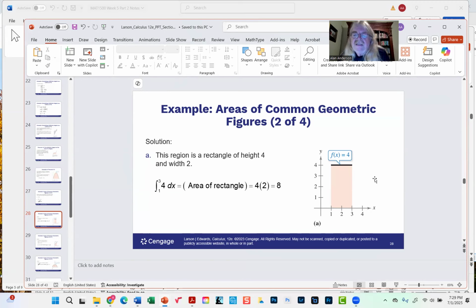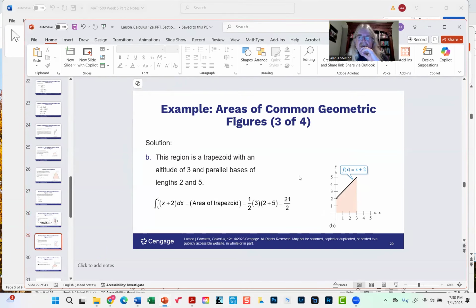In other words, the base is b minus a. The height is 4 because that's the function. And so their product is the area, and that is what we're looking for, 8. And so the shaded region is 8.